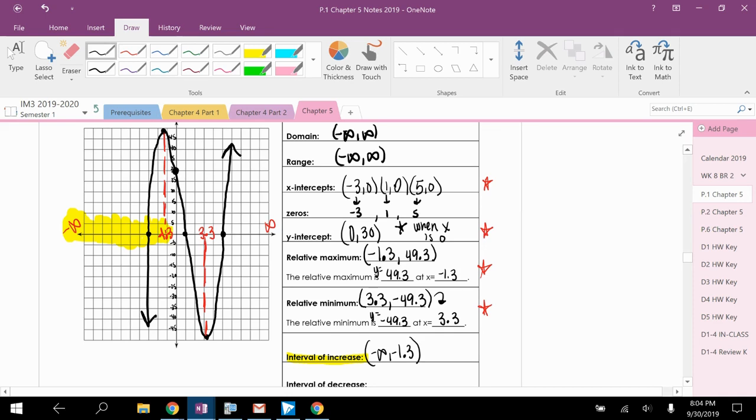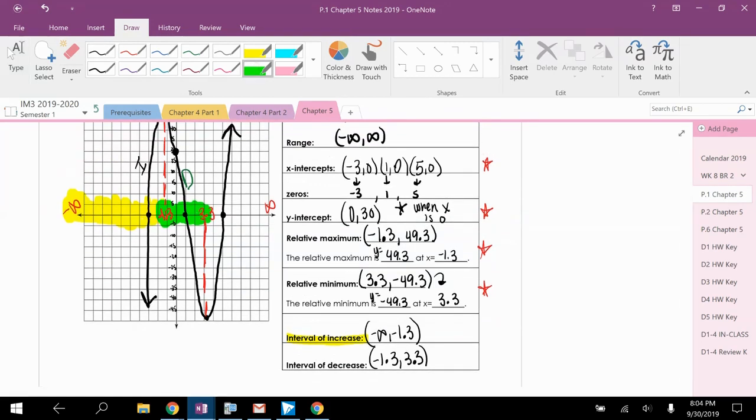So again, I was increasing here. I'm increasing. Then if you look, I start to decrease. That's green right there. So I'm going to decrease right here. And that's going to happen from where I left off at negative 1.3, and it's going to stop decreasing at the x value of 3.3. So I have negative 1.3 to positive 3.3. If you look here, there's only one interval of decrease.